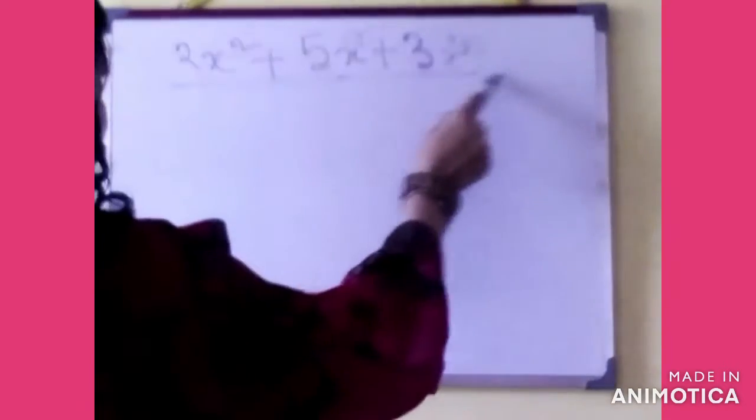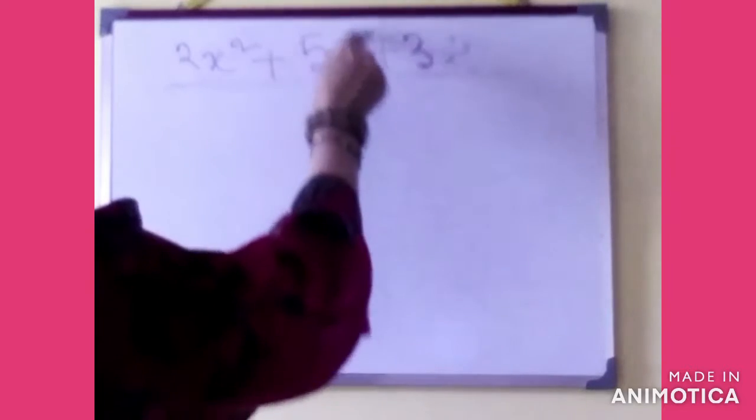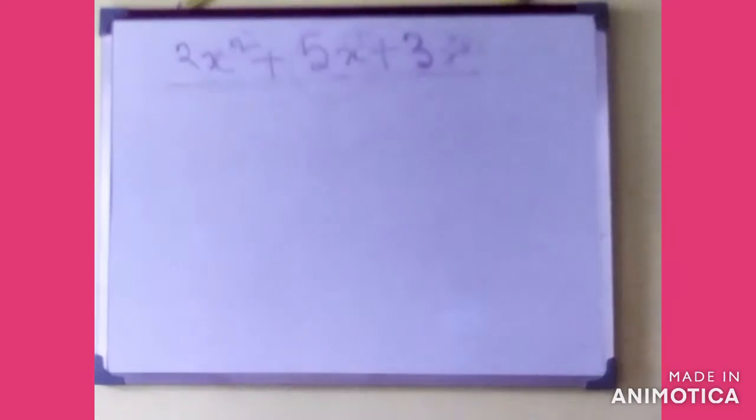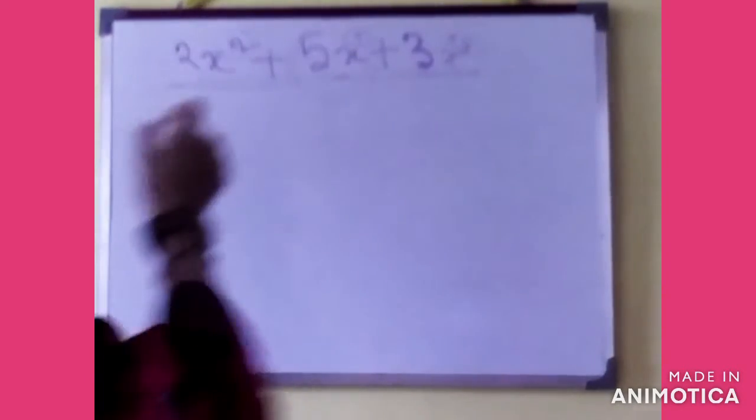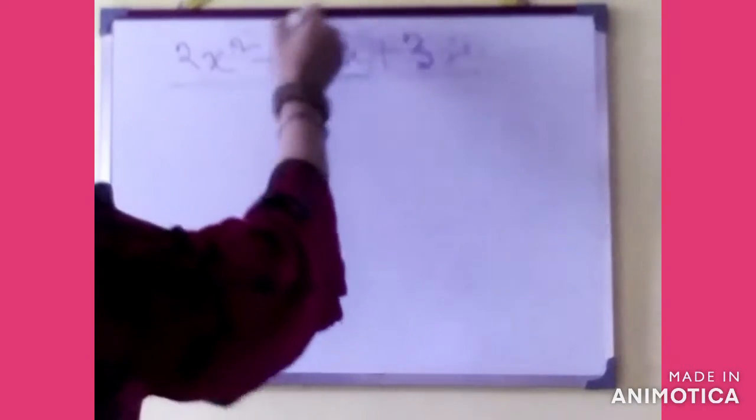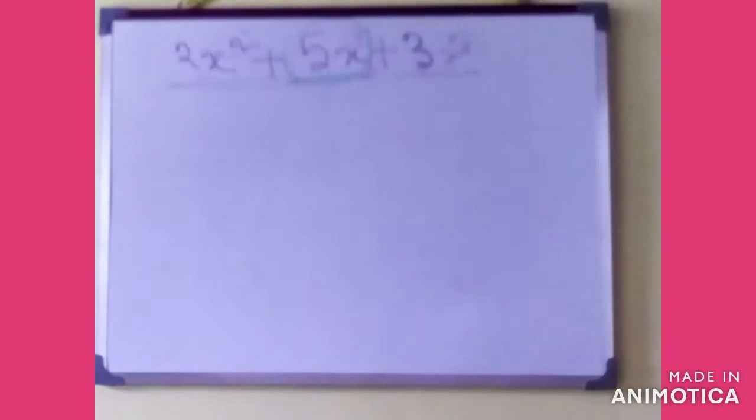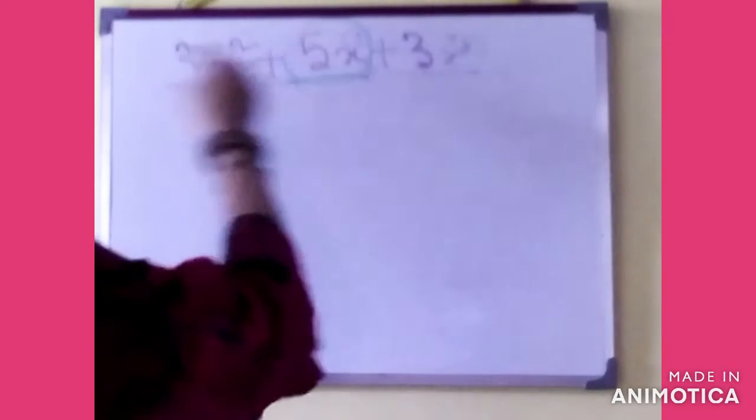That means we have already arranged it according to the descending order of the power of the variable. After this arrangement, only this term is the middle term. This term is coming in the middle of the polynomial, so we will say this is the middle term. And now we have to work on this term.